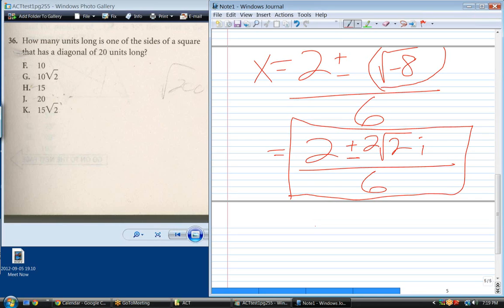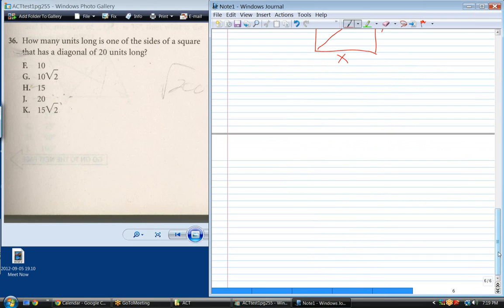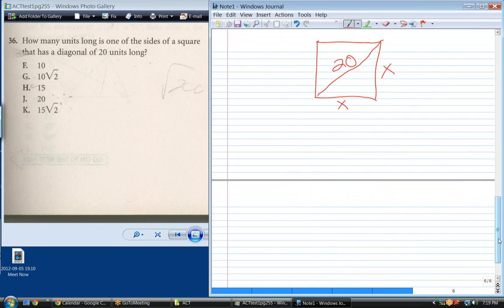...and its diagonal is 20, what's x? How do we solve that problem right there? The square. This is a right angle.